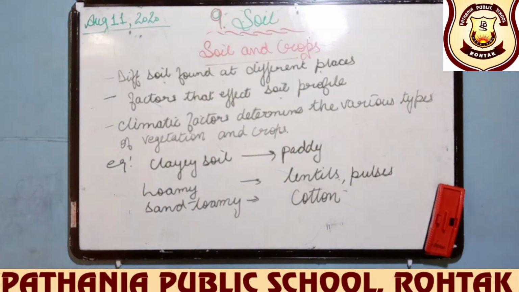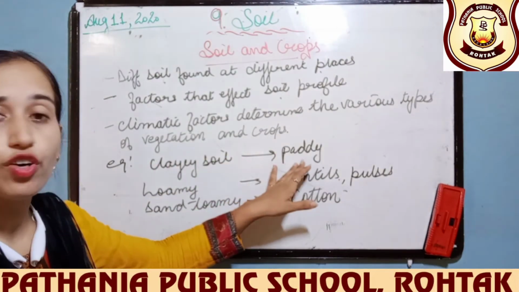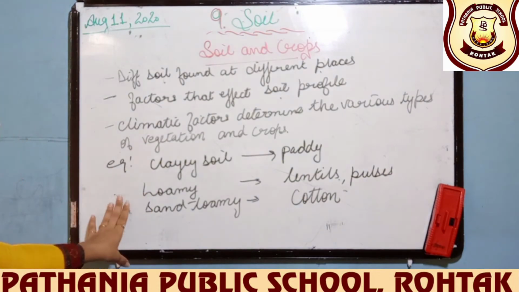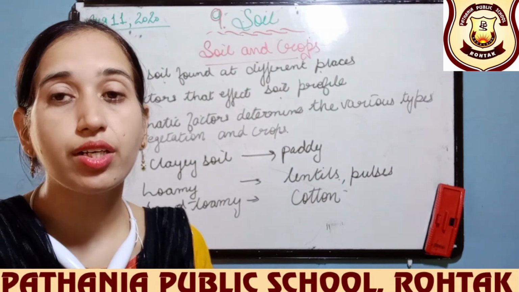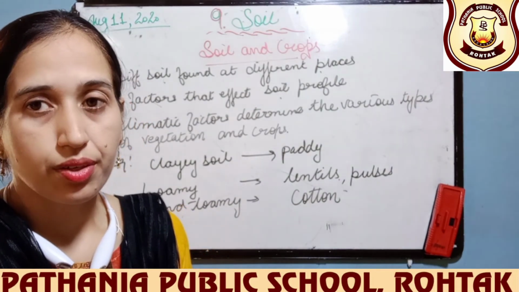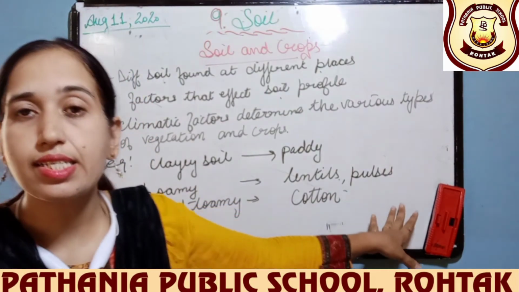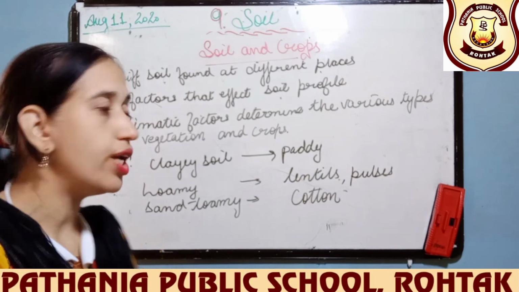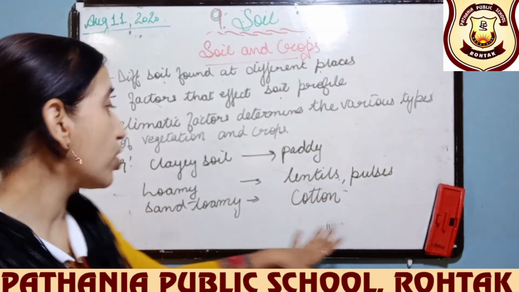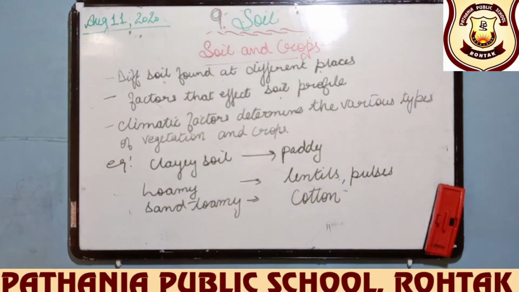I'll take the example of a clay soil that has a very good capacity of holding water, that is good for paddy crops. The loamy soil, which is the very good alluvial soil that is brought by the rivers, is good for pulses and lentils. And sandy loamy soil, which is a mixture of both loamy and sandy soil, is good for the cotton crop because it will not hold so much water. So this is all we have done with soil and crops.